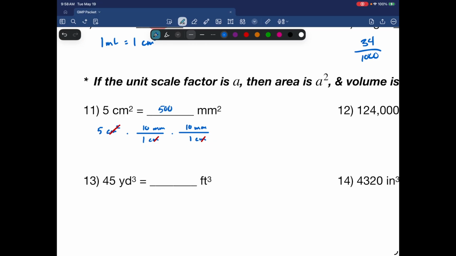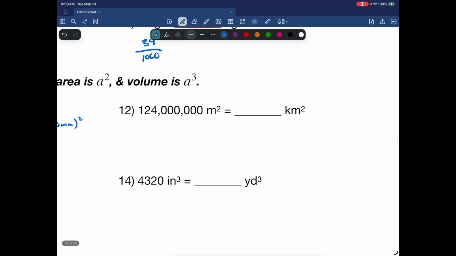Another way to do that is 5 centimeters squared times 10 millimeters squared. That's where the a squared comes in. So you can just do this simple calculation: 5 times 10 squared is 500. Either way works. Here I have 124 million meters squared, and you want kilometers squared.